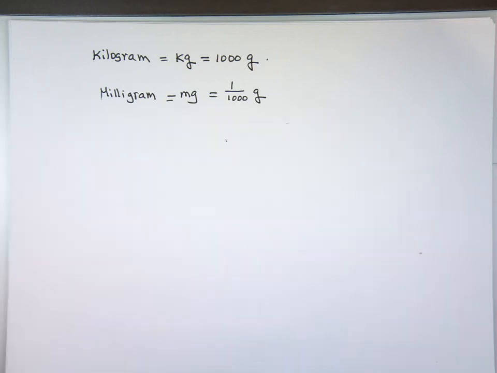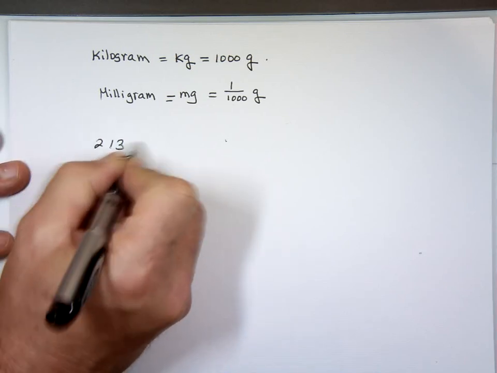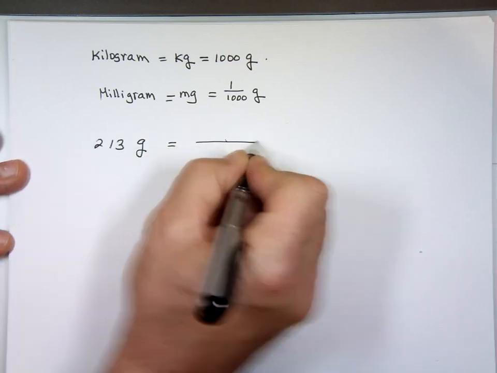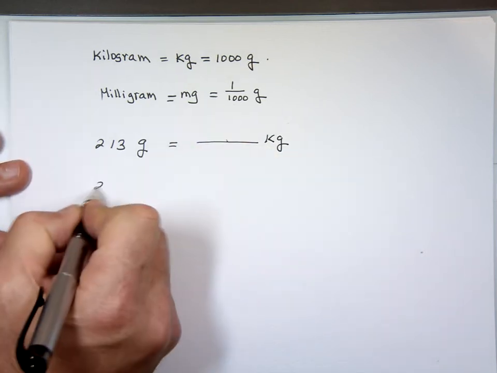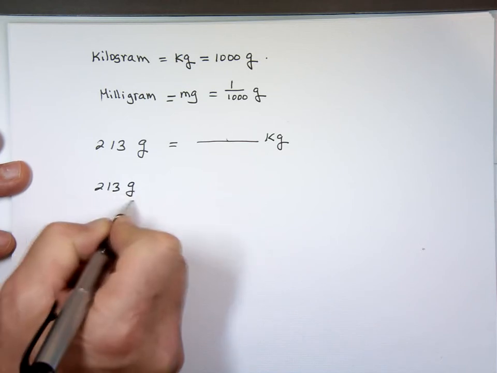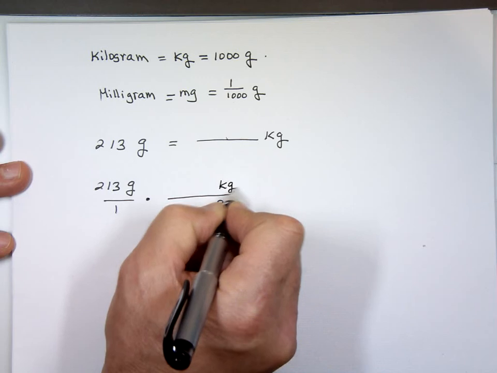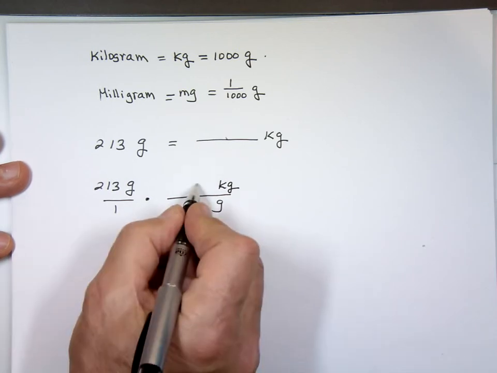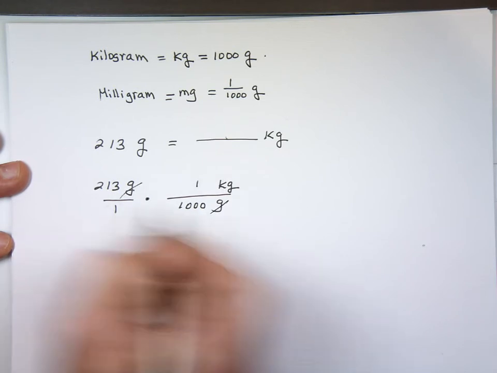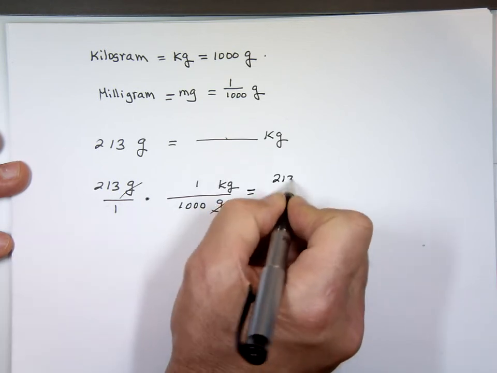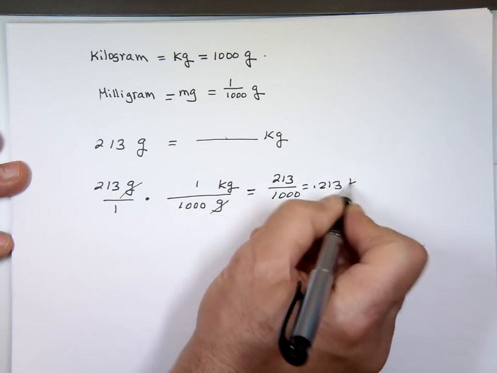This conversion is just done the same way we did before. So if I said I have 213 grams, and I want you to tell me how many kilograms that is. I go 213 grams, that's over 1. You want to multiply it. You want grams on the bottom and kilograms on the top. 1 kilogram has how many grams? 1,000. 213 over 1,000, which is 0.213 kilogram.